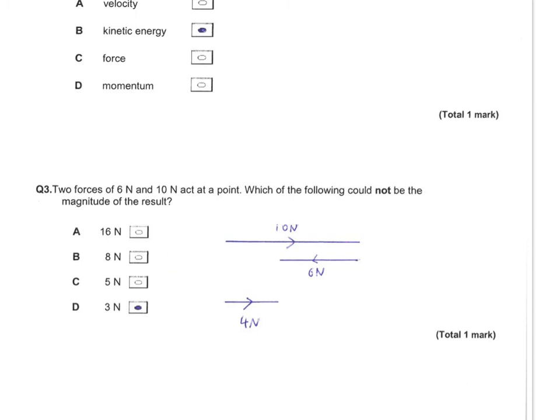The other two values would be achieved by making the forces act at an angle to each other. So you could have 10 newtons followed by 6 newtons at an angle, giving a resultant on the third side of the triangle.